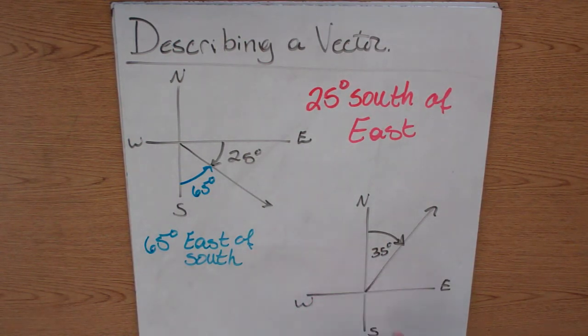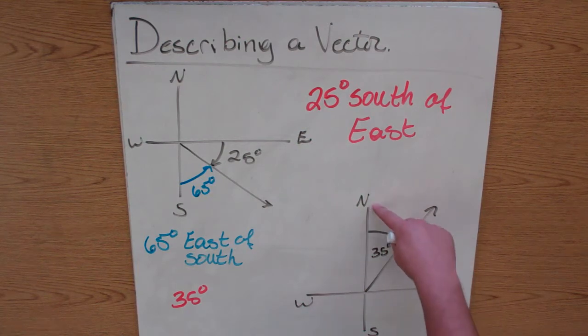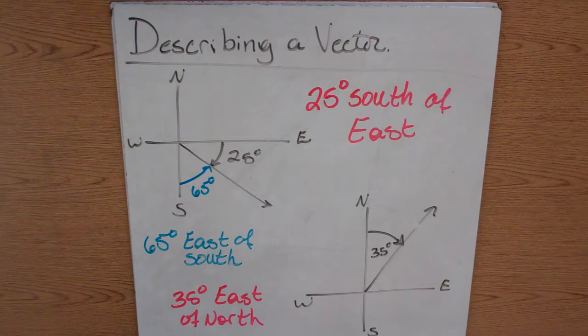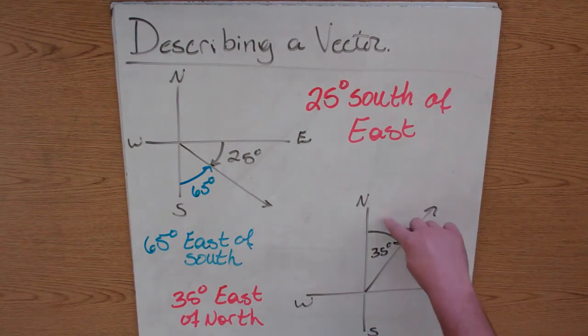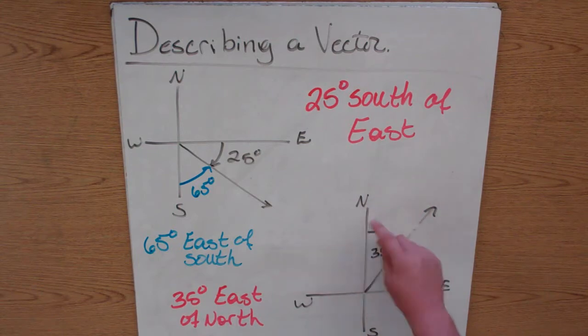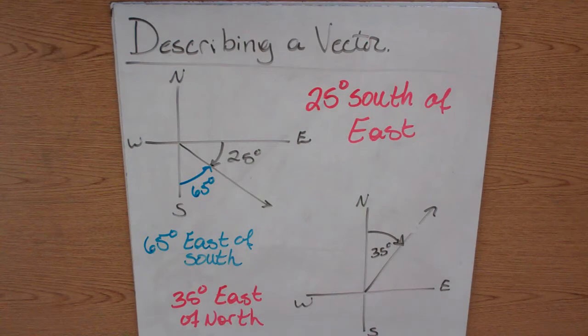So, since this angle is 35 degrees, we know it's going to be 35 degrees something. Well, if you notice, we're coming off of north, so we're going toward the east. Since we're going toward the east, this would be 35 degrees east of north. You see that? It'd be 35 degrees east of north because your angle is coming off of the north side. Okay? It's coming off of the north part of the compass, so it's 35 degrees east of north.